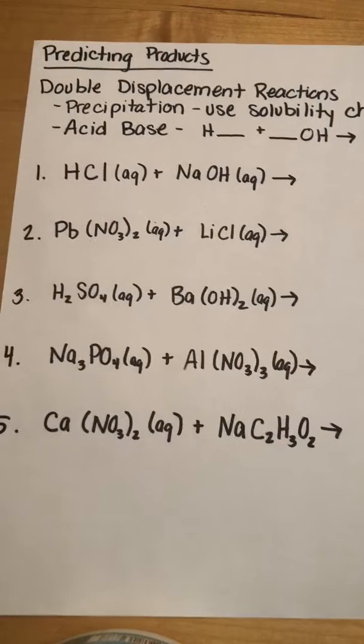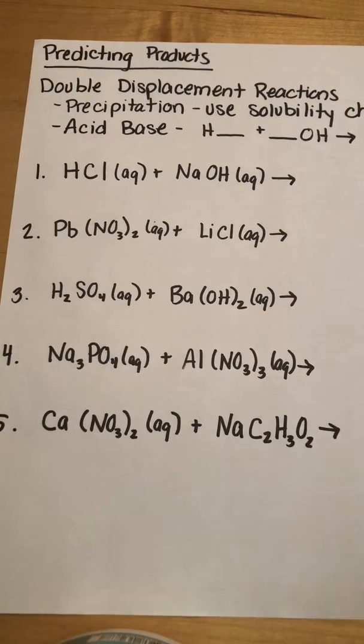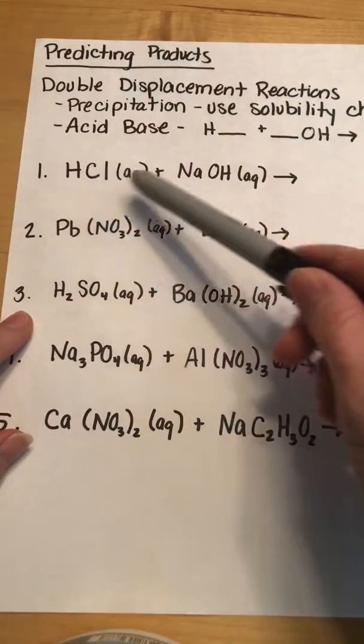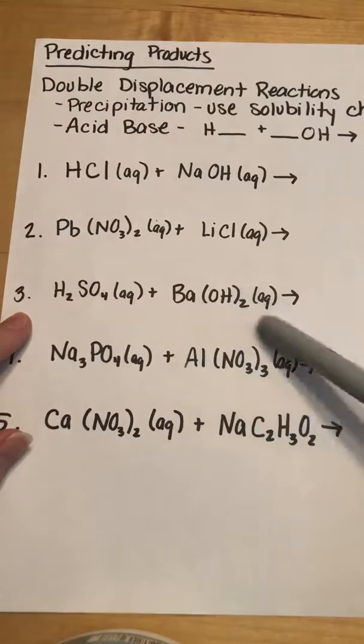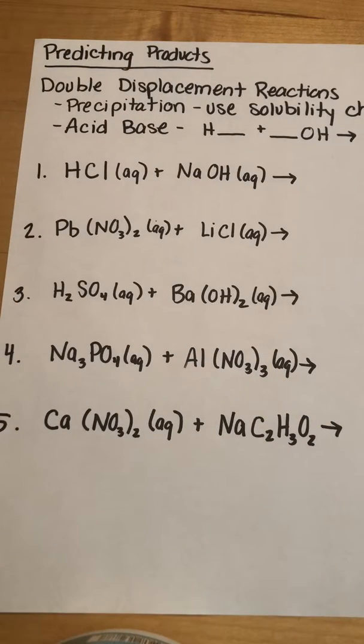So we're going to look at 5 different reactions. All of these are double displacement reactions. I can classify them as so because in every instance I have a compound plus a compound. And that's the easiest way to identify a double displacement reaction: it's always a compound plus a compound.